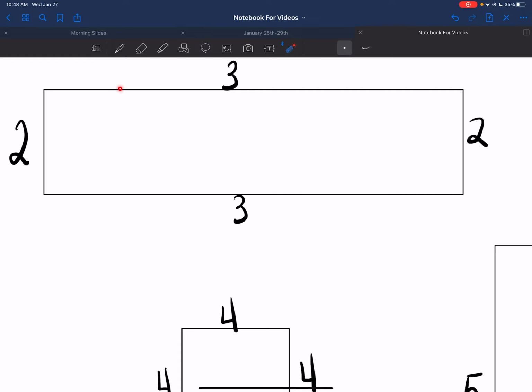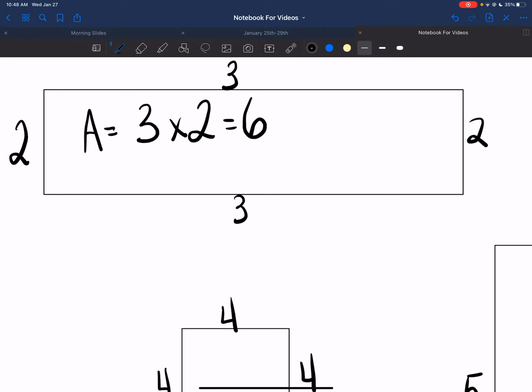Remember, perimeter, I add all the sides together. For area, all I have to do is multiply the length times the width. So 3 times 2. And we should know at this point that 3 times 2 equals 6. So the area, or the amount of space inside this rectangle, is 6. 6 square units, if that's what we're using.